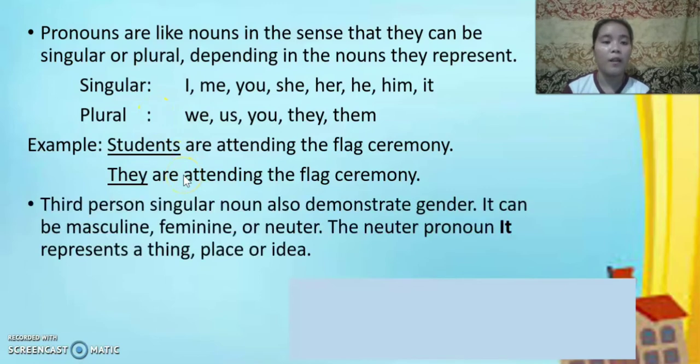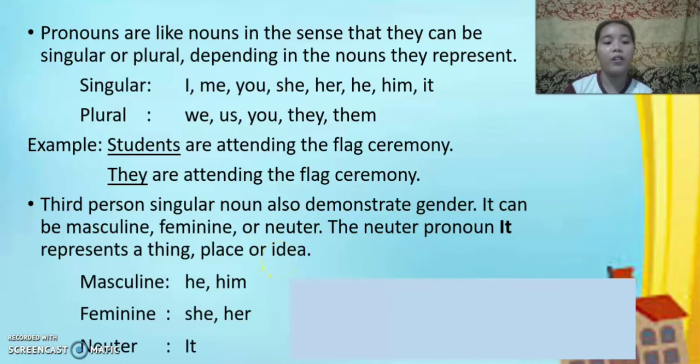Okay. Then third person singular pronouns also demonstrate gender. It can be masculine, feminine, or neuter. The neuter pronoun it represents a thing, place, or idea. So for example, okay, here. Masculine, he or him. Feminine, she or her. Neuter, it. Masculine for boys ni siya. Pananglitan, for example, ang antecedent niya or ang noun kay men, lalaki ang name.